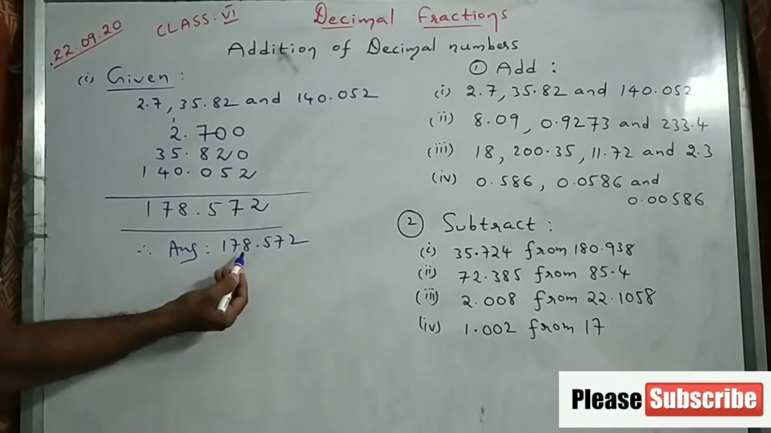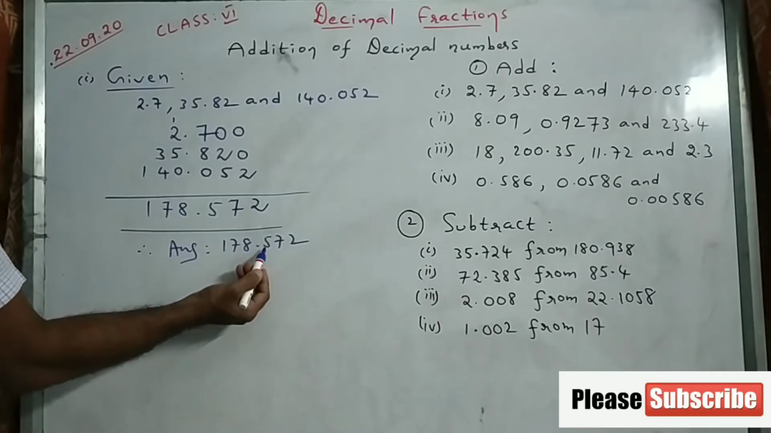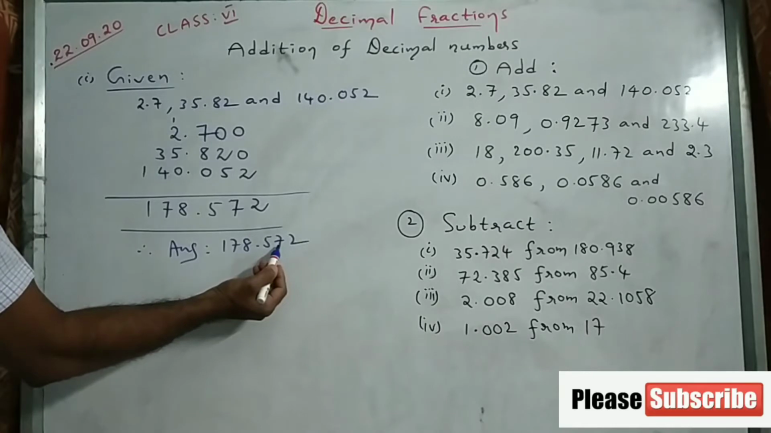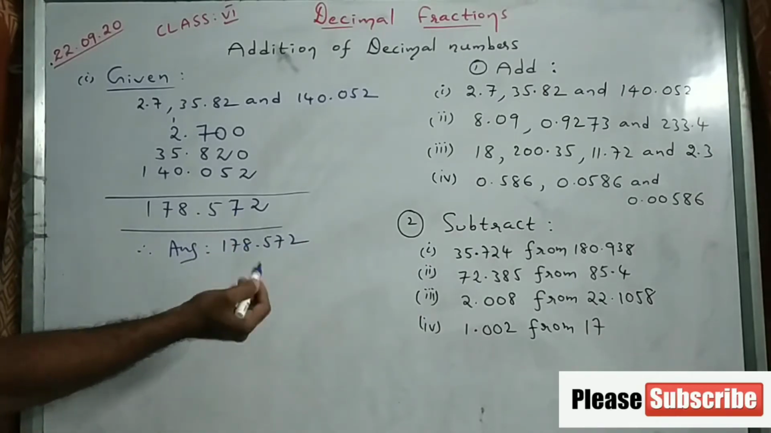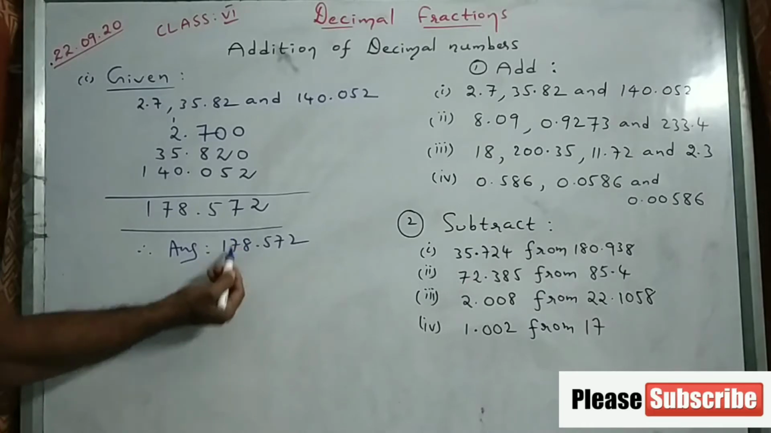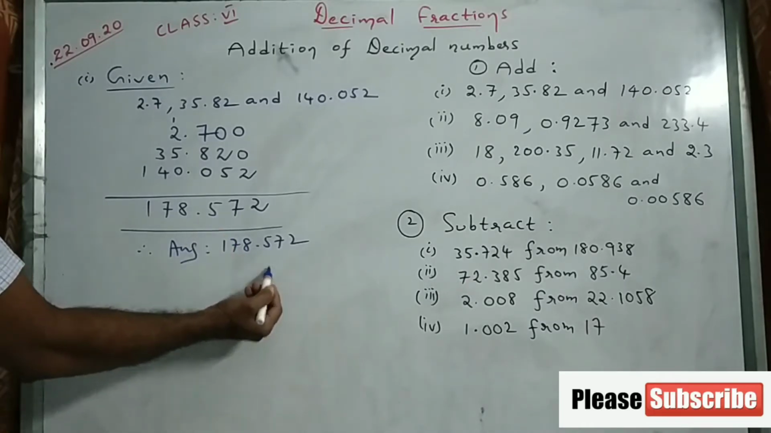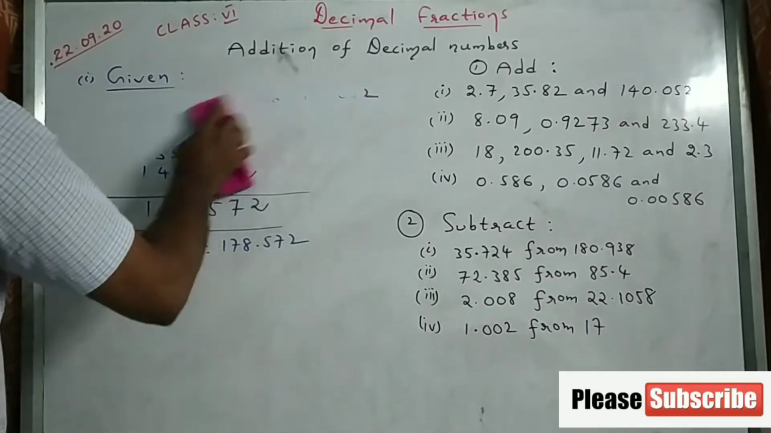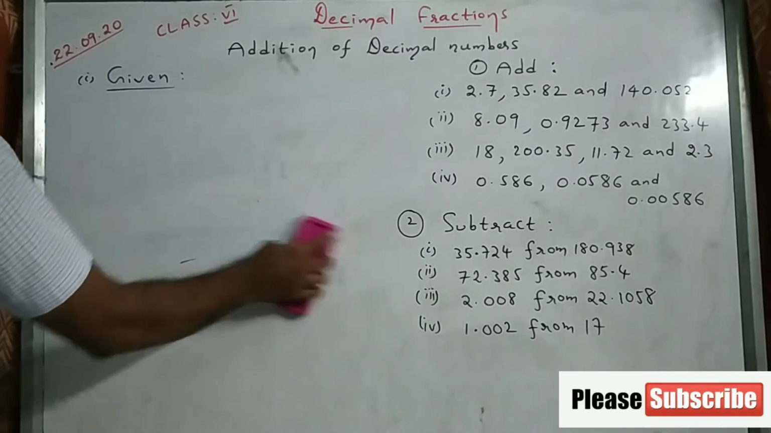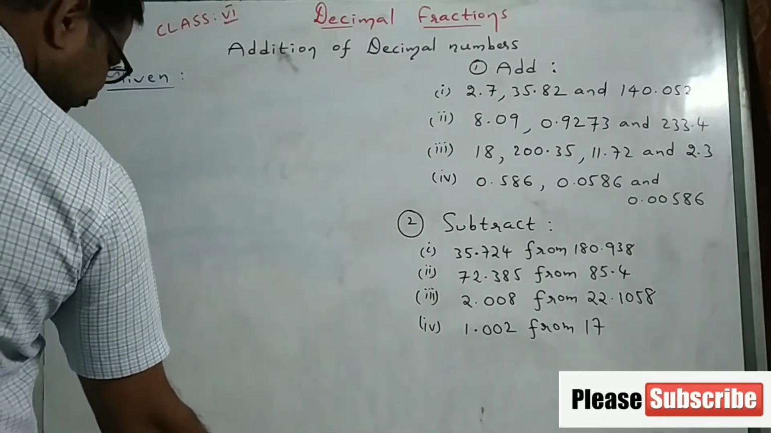Okay, so this is called ones, tens, hundreds. After the decimal, how do we read this? Tenths, hundredths, thousandths. So 1 by 10, 1 by 100, 1 by 1000. Like that we take place values after the decimal. This is ones, tens, hundreds, but here this is 1 by 10, 7 by 100, 2 by 1000. You might have learned this earlier. Second one we will see. Normal addition only.